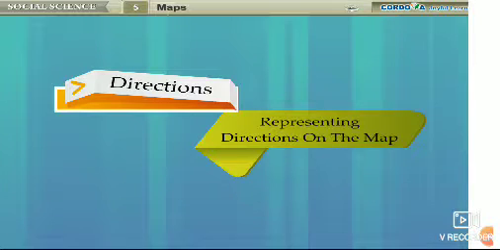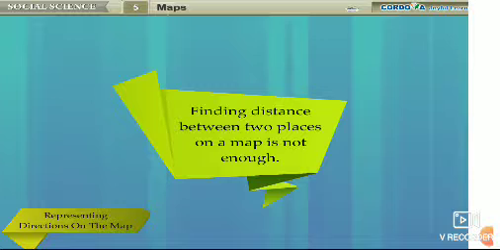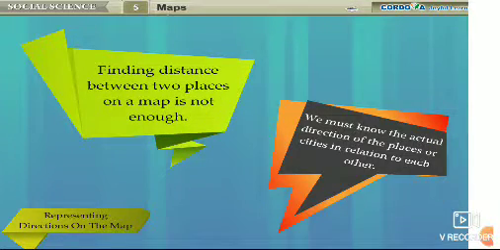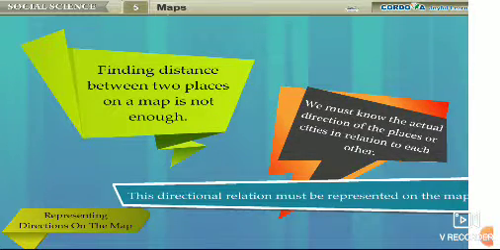Directions. Representing directions on the map. Finding distance between 2 places on a map is not enough. We must know the actual direction of the places or cities in relation to each other. This directional relation must be represented on the map.